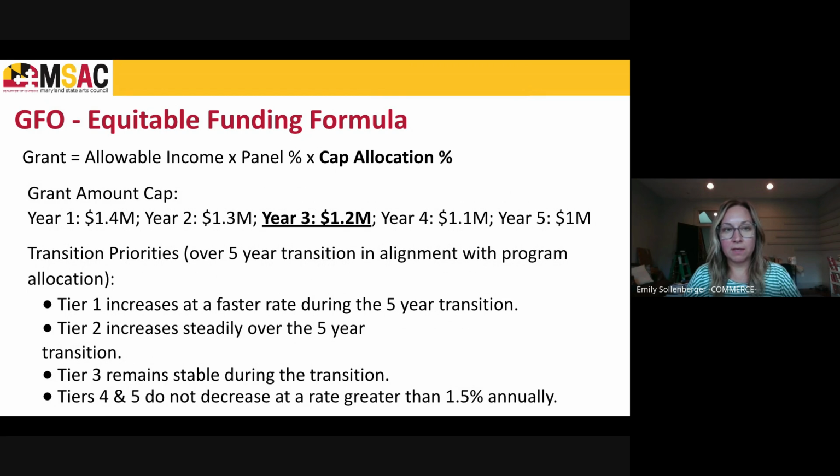And part of this transition period involves a few other transition priorities. So in the midst of this, we've never had a cap on the GFO grants. So we are also working our way to a $1 million cap. So no one organization would get more than $1 million. We also are looking at increasing tier 1, our smallest organizations, at a faster rate during this 5-year transition period. Similarly with tier 2, with some steady growth over 5 years. Tier 3, we're looking again to maintain our mid-sized organizations. And then tier 4 and 5, we're decreasing, but we're not decreasing at a rate that is more than 1.5% annually from year to year to get to those goals.